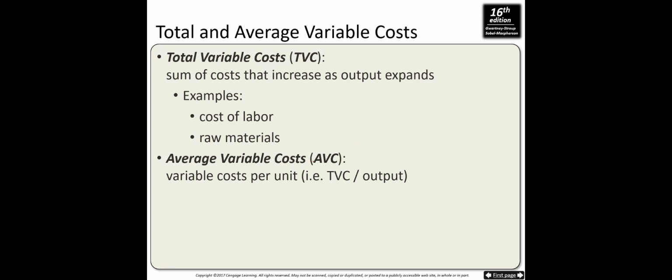Total variable cost is the sum of costs that increase as output expands. For instance, again, pizza restaurant example, if you hire labor, 1 laborer, 2 laborers, it's increasing, right? Because you need more labor to produce more output. Cost of raw materials is another example. If you want to produce more pizza, you need to buy more ingredients. Average variable cost is the same idea as average fixed cost. You divide total variable cost by the output.